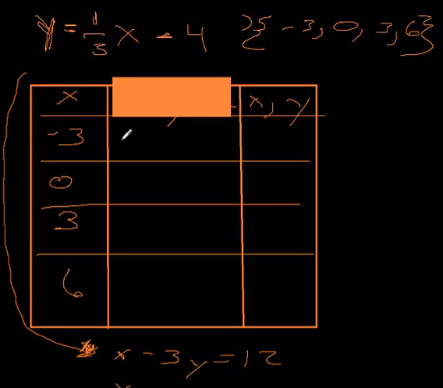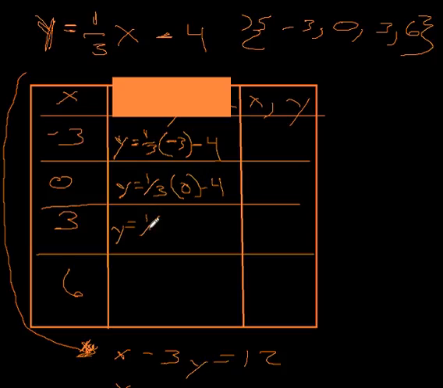So I'm going to say this. Y equals 1/3 times -3 minus 4. Okay. And let's just write out all the equations real quick. Y equals 1/3 times 0 minus 4. Y equals 1/3 times 3 minus 4. Y equals 1/3 times 6 minus 4. Cool. So now I'm actually going to solve all of these and put my ordered pairs in here.